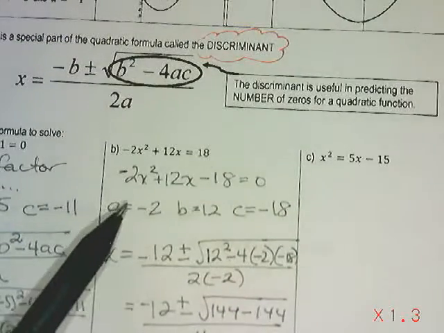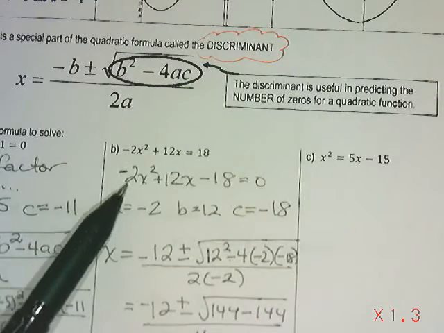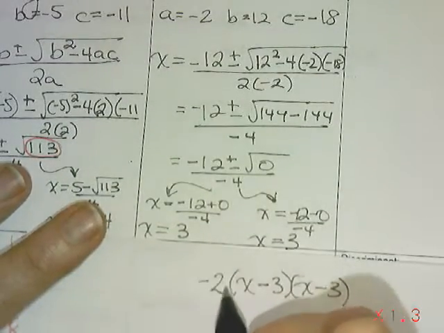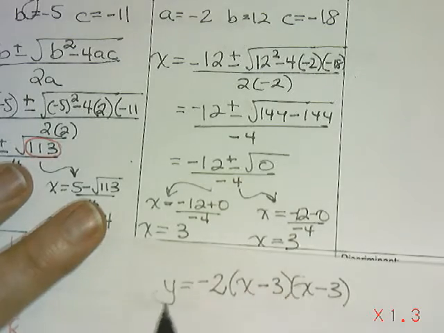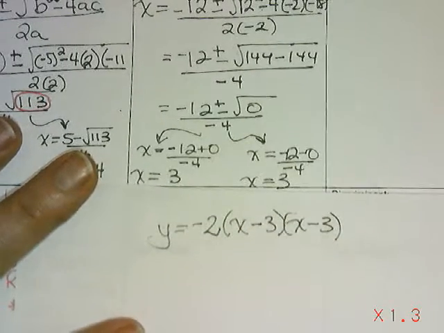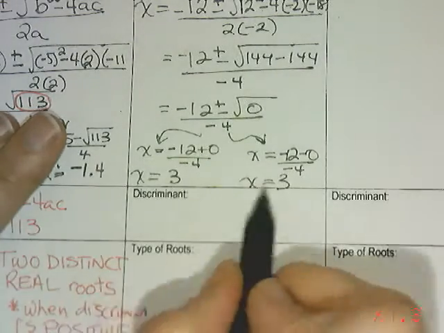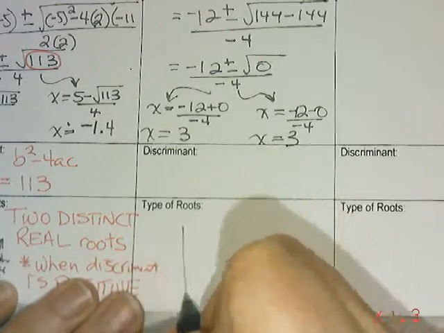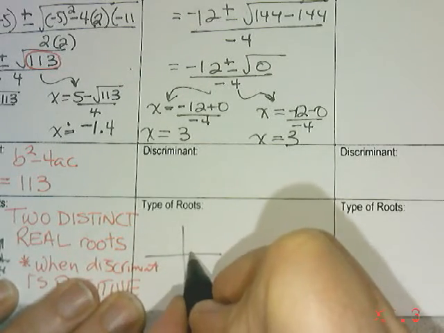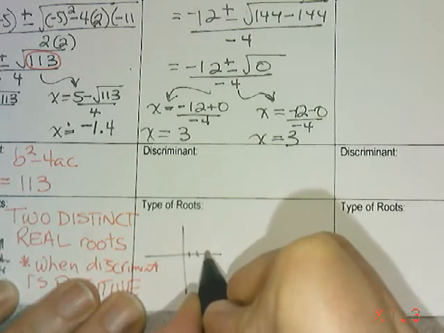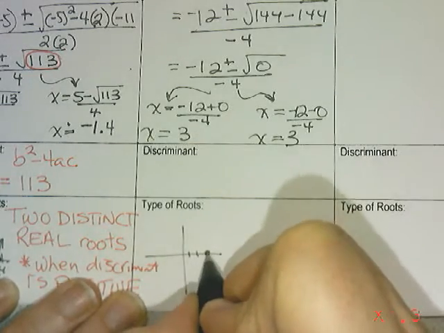And remember, I had a leading coefficient of negative 2, so I would have had a reflection and a stretch factor, so that would still be out here. I would have had an equation y equals negative 2 times (x minus 3) times (x minus 3). I still have two roots. It's just that they're equal to each other. And so this curve, this sketch, might look like this, where I've got one root and two roots.